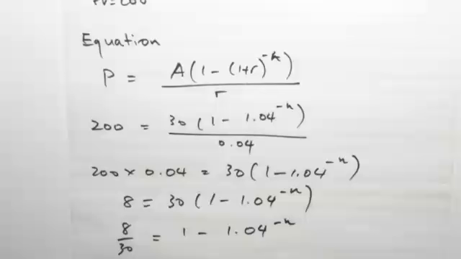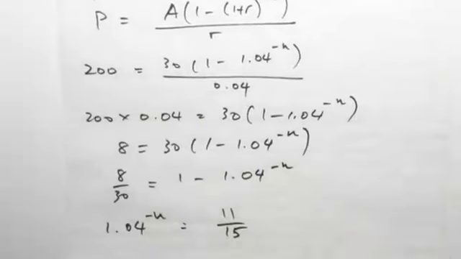Then we swap over the 1.04^-N and the 8/30, and we have 1 - 8/30, which is 11/15. So now we have 1.04^-N = 11/15, and here is where we use logs to solve this, since we have N in the power.